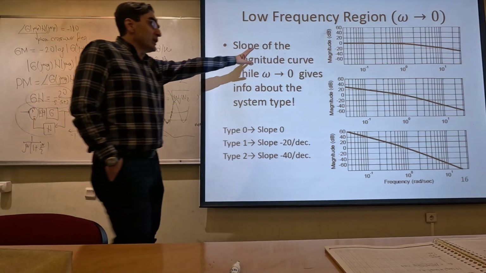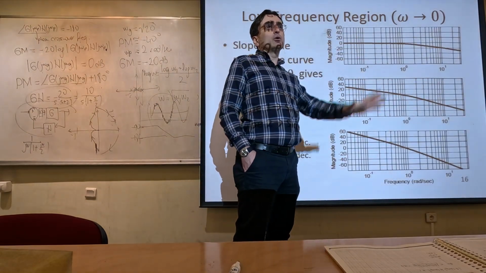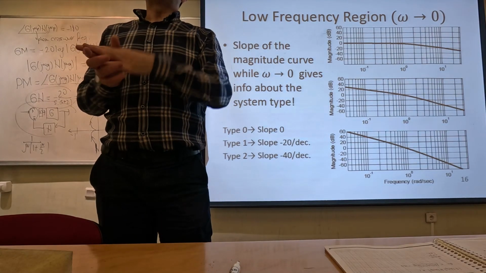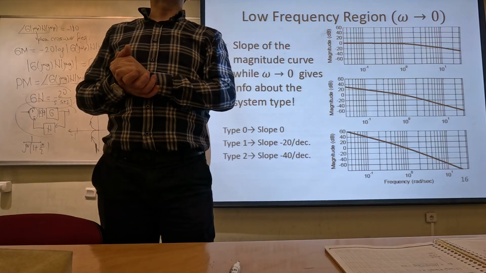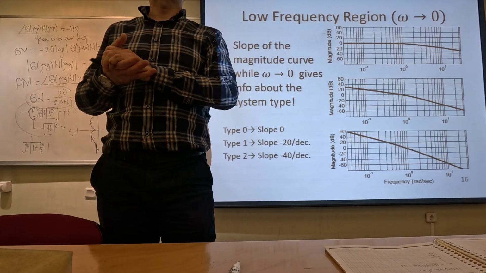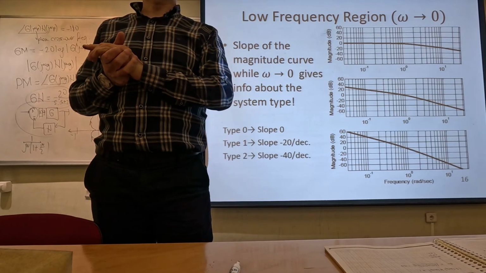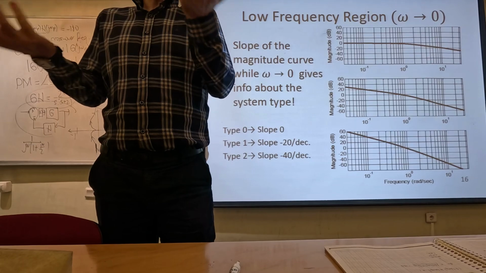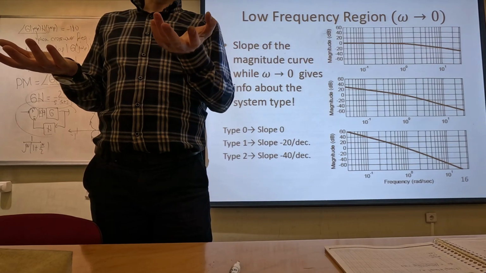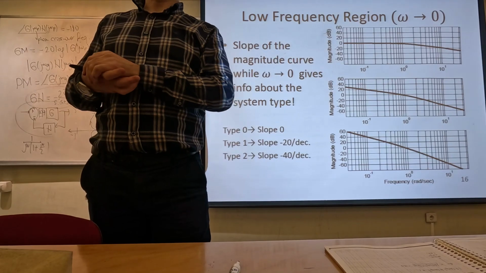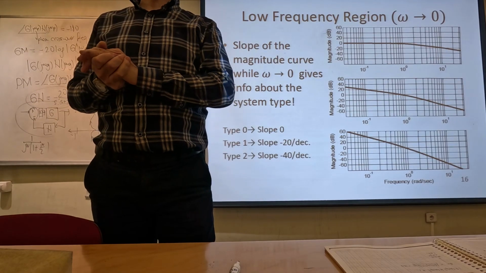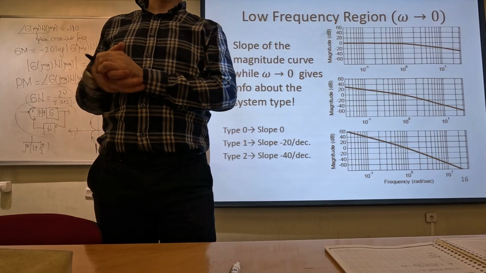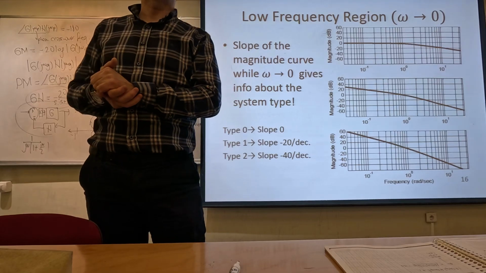Actually, if you have also the phase plot, it is going to be even easier. If you have the phase plot, how can you determine a type 0 system? What should happen to the phase if you have a type 0 system? Yes, exactly. The phase is going to be 0 for a type 0 system, phase for low frequencies. For a type 1 system at low frequencies, what is going to be the phase? Minus 90 degrees. For type 2 system, minus 180 degrees, etc.